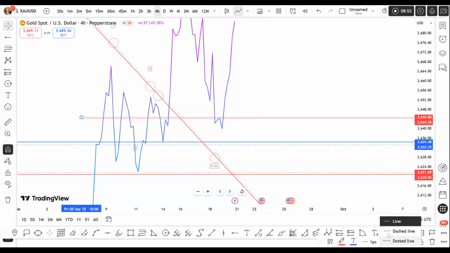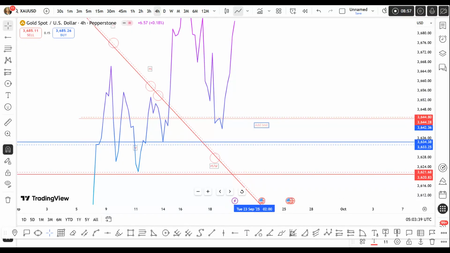That's a demand floor, and that's a neckline as well. So what we had there was a neckline retest. So in the future, we'll be looking out for a break of that structure.